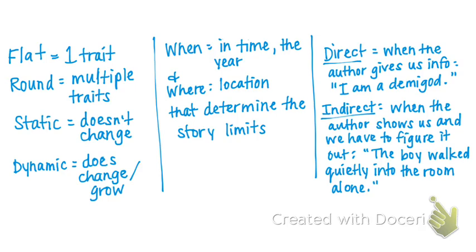An indirect characterization or description is when the author shows us something and we have to figure out what they're telling us by it. For example, we have the boy walked quietly into the room alone. Well, the words quietly and alone could tell us that this boy is shy and maybe he doesn't have a lot of friends. He could be really lonely. So the author doesn't tell us, but he or she shows us this information, and then we figure out what they want us to know based off of that.